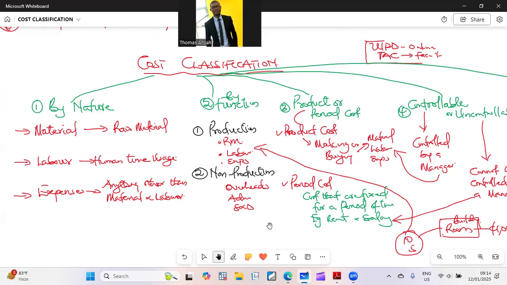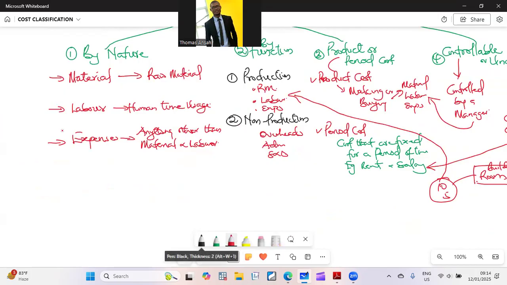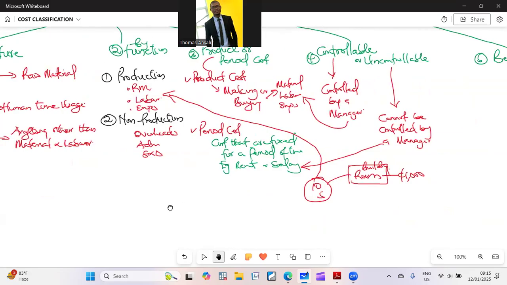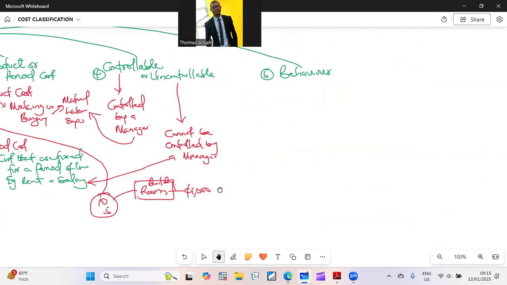So cost can even be classified under direct and indirect, and you will see it here. Those that are direct to the manufacturing, we call them direct costs. And those that are not direct to the manufacturing, we call them what? Overheads. So prime cost and overheads. The direct costs are called prime cost. The indirect costs are called what? Overhead. So let's classify costs according to their behavior.